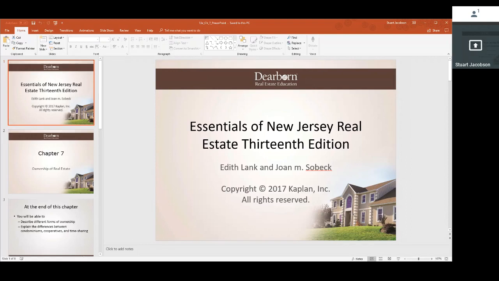Now, the next thing that we're going to talk about is cooperative ownership. What is a co-op? Do you own real estate? No, you do not. You receive stock in a proprietary lease. So you own shares in a corporation, and you receive a proprietary lease for a unit when you purchase the stock for that unit, okay? So you will receive stock and a proprietary lease, okay?